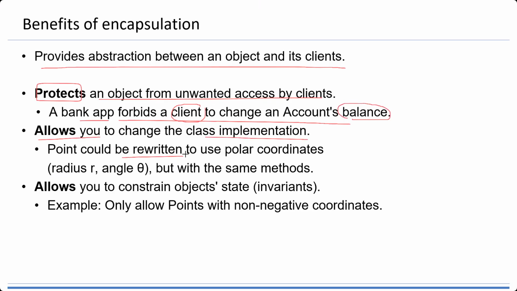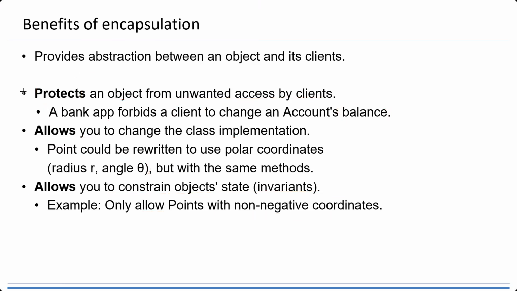Rewriting means you need to have another method, but rewriting using some other coordinate. Now you have value 3, 4. But what if the point is using radius and angle? So you can create another variable r, or another variable angle. And it allows you to constrain the object states. It means you can make some condition. If the points should have non-negative value, then you can make some kind of condition to avoid negative values. So those are the important things of encapsulation.